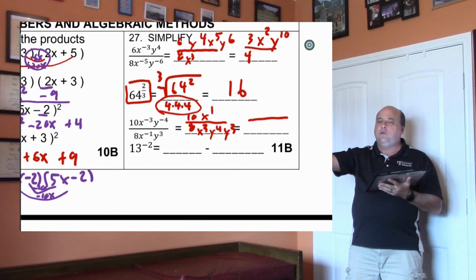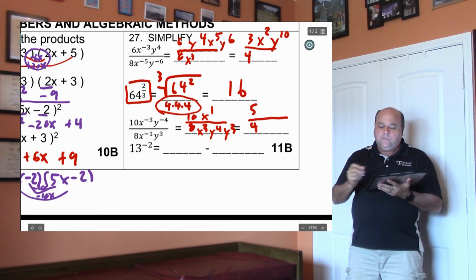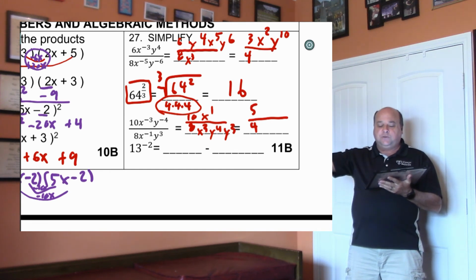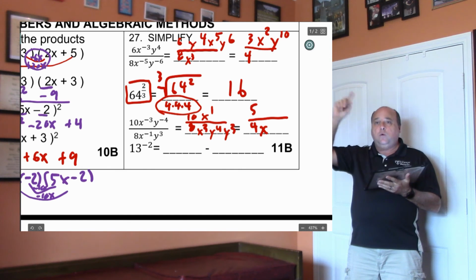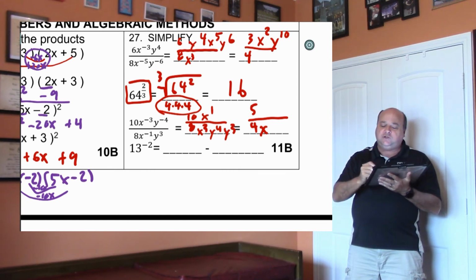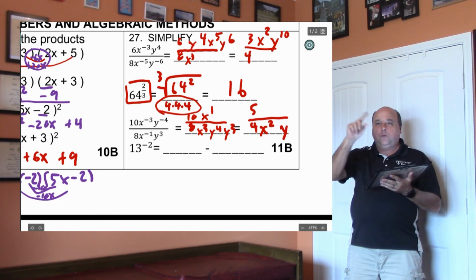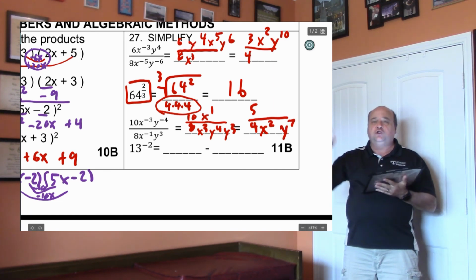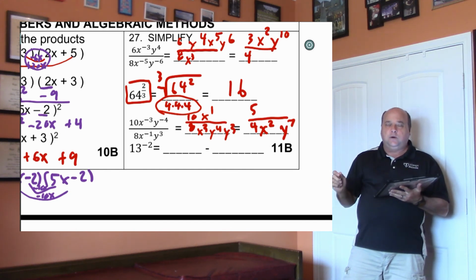10 over 8. If you punch that into the calculator, you can get the answer. That's 5 over 4. Then you go to your x's. There's more x's on the bottom, so put the x on the bottom. 3 minus 1, you're going to do big minus small, is 2. And then all of the y's are on the bottom. 4 plus 3 is 7. So you subtracted the x exponents and you added the y exponents.